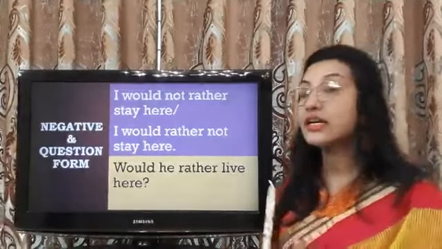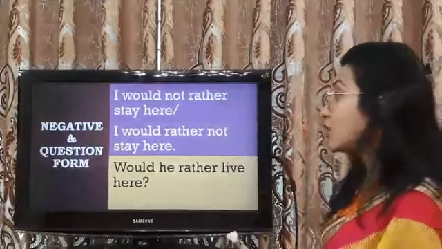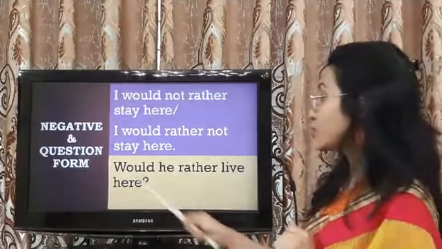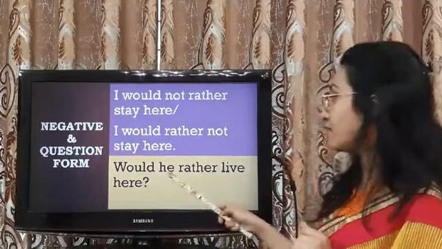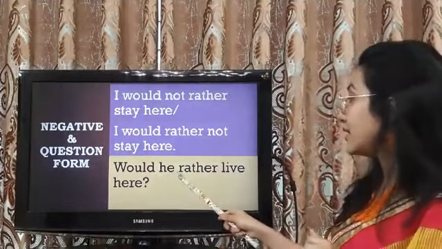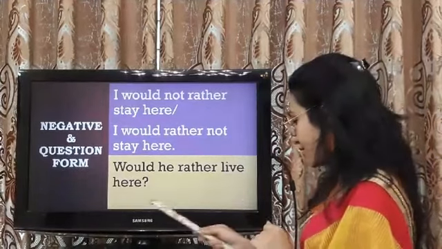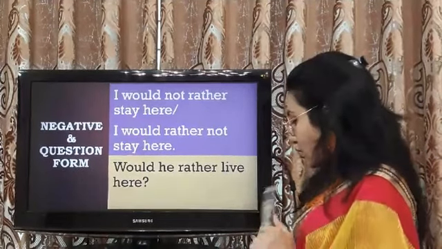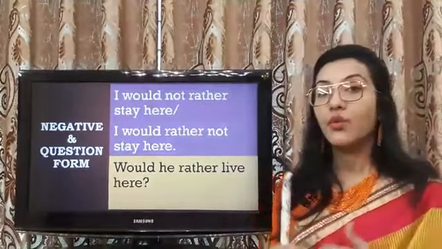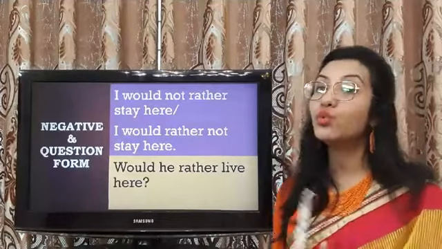তার কি এখানে থাকতে প্রেফার করছে কিনা? Would he rather live here? So in question, just would part is going to be put at the beginning. Then we have the subject and then we have rather. Would he rather live here? So I'm repeating it once again. When we have two options, if we want to indicate our preference, then we can use would rather.